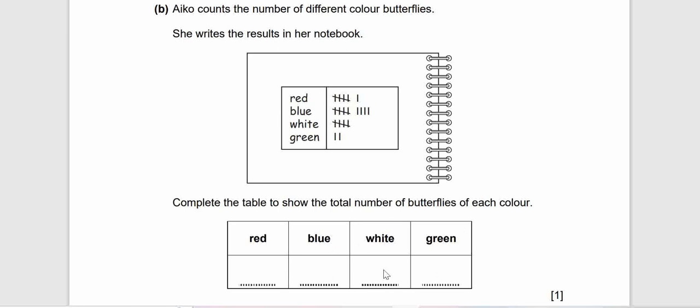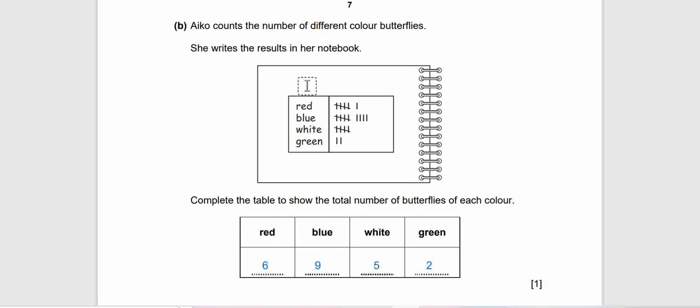10 seconds. 10, 9, 8, 7, 6, 5, 4, 3, 2, 1. All right, guys, let's open up the answer. Okay, friends, we have red 6. How do we know it's 6?